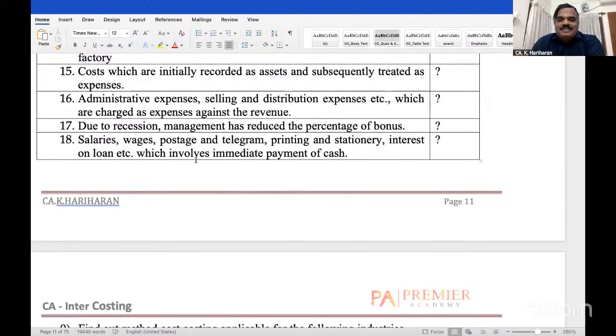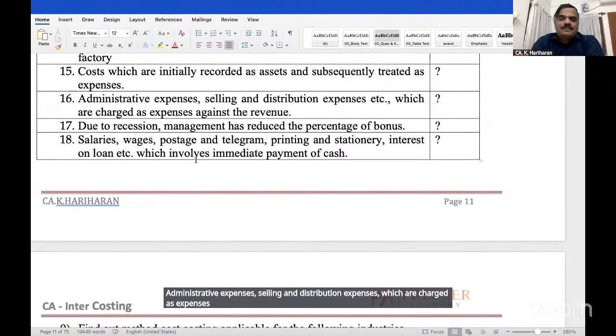Administrative expenses, selling and distribution expenses which are charged as expenses against revenue.